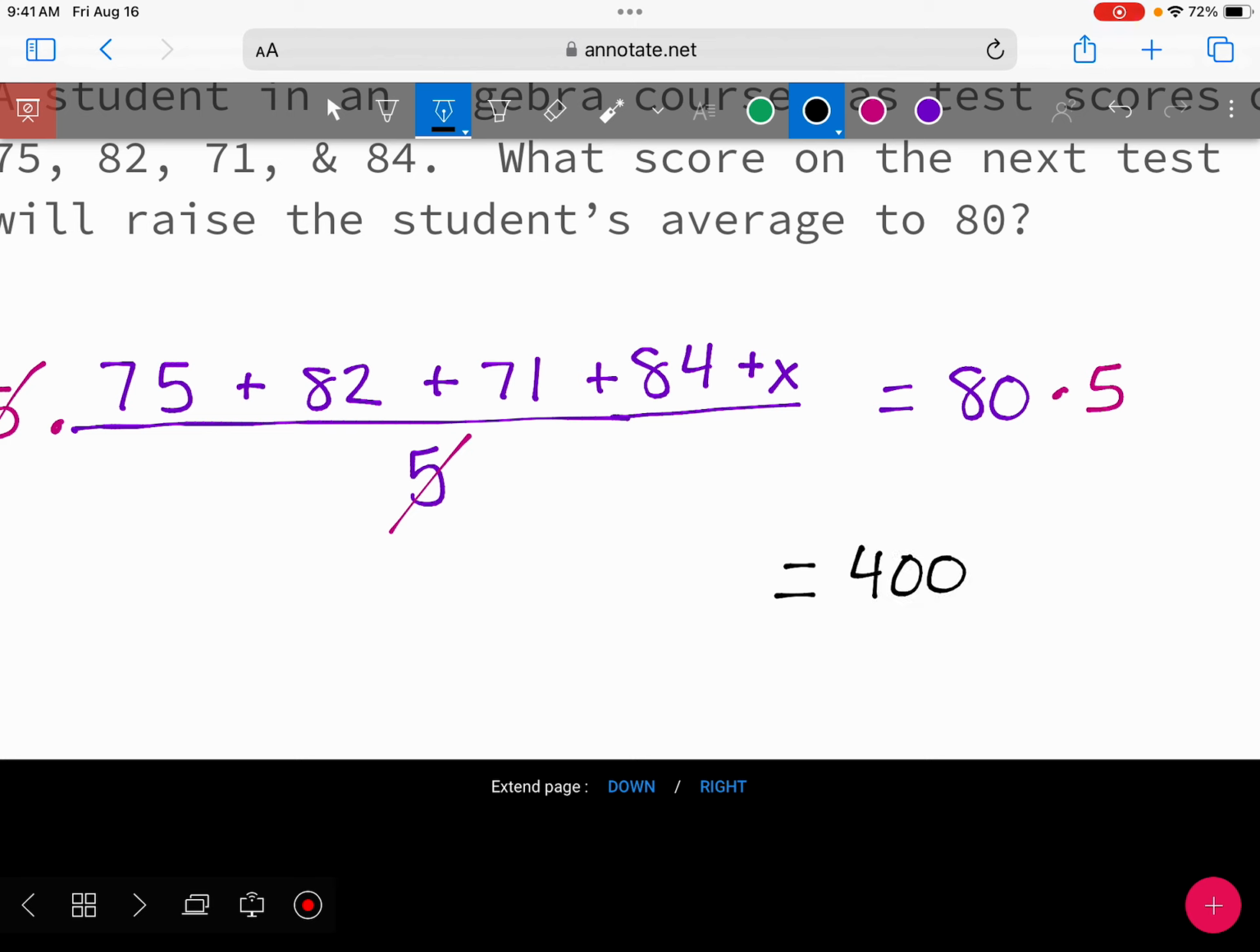And then we need to do all these additions. So add those up: 75 plus 82 plus 71 plus 84, without a calculator. What do we do? Add up the test scores that we currently have. 312. Okay? Thus beginneth the challenge part of these story problems, since we don't have a calculator.